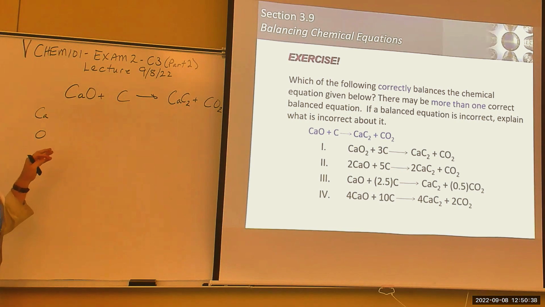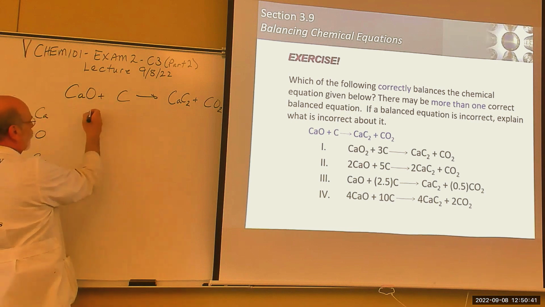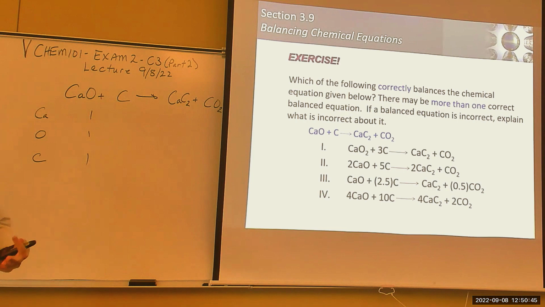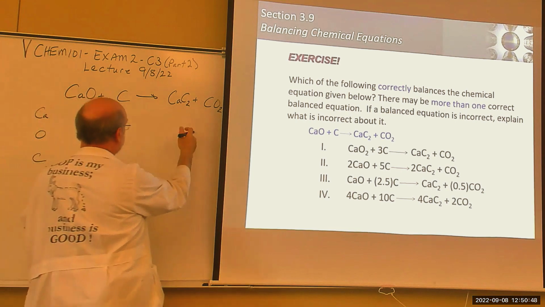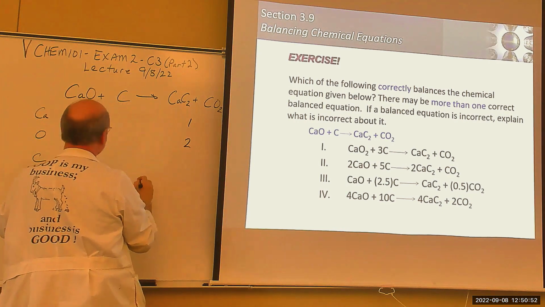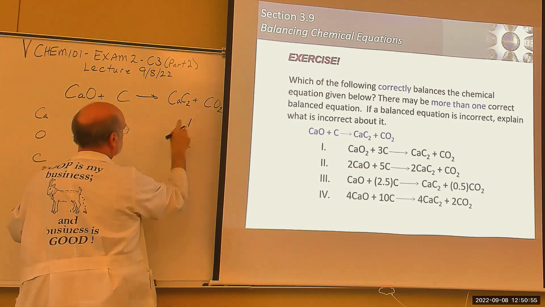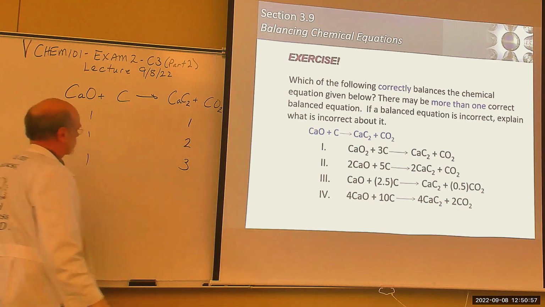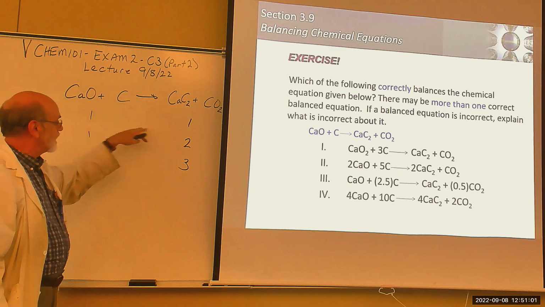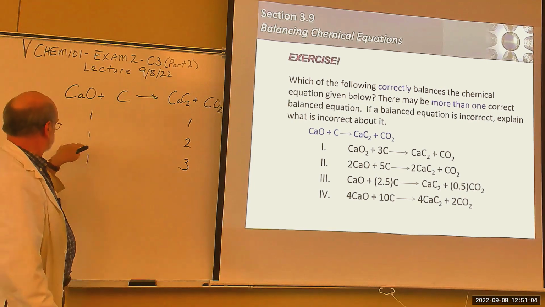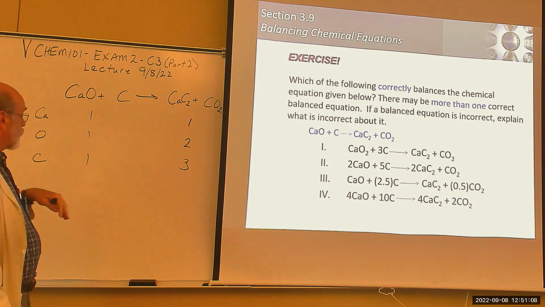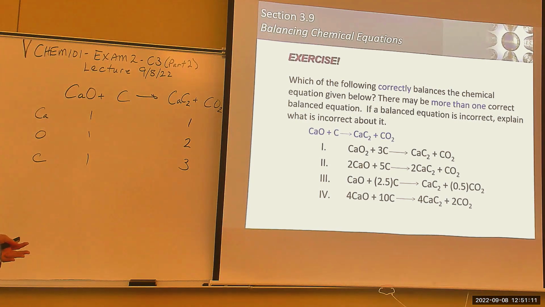Now you do an inventory. What's on this side? We have one calcium, one oxygen, and one carbon. That's your starting point. On this side, we have one calcium, we have two oxygens, and we have 3 carbons. Okay, so you can see right off that this is not balanced. Calcium's okay, oxygen's not, carbon's not. So the question is, where do you start?